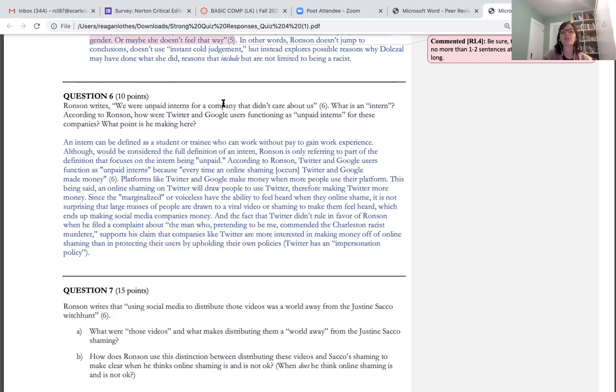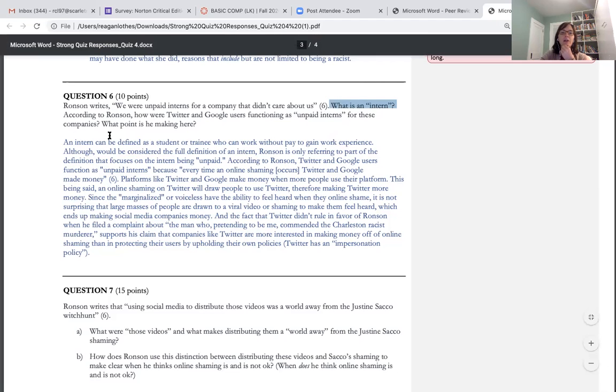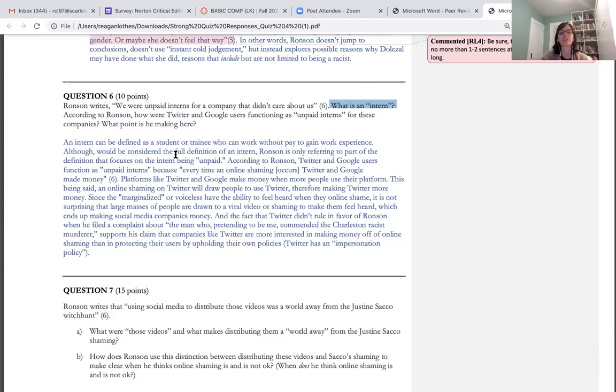Okay, so the second half of the semester, this question would read, Ronson writes, we were unpaid interns for a company that didn't care for us. And this part wouldn't be here, right? So in this part of the question, I'm reminding you, okay, as you're answering this, define what an intern is, right? And that's going to strengthen your response. Okay, so this wouldn't show up then. According to Ronson, how are Twitter and Google users functioning as unpaid interns for these companies? And what point is he making here?